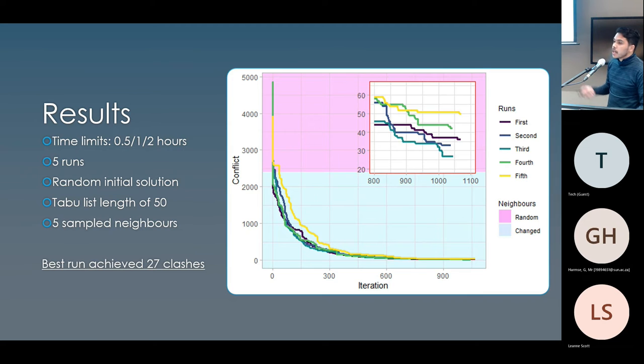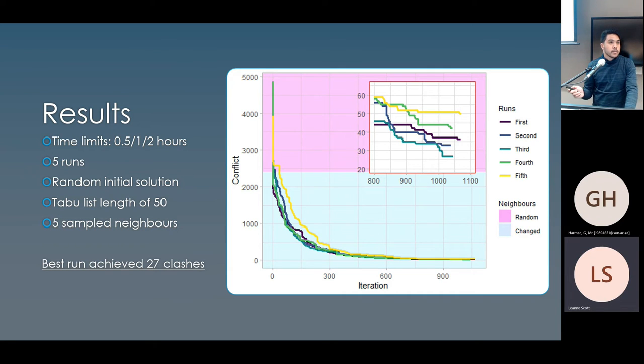And then I used a random initial solution. In practice, this would be maybe the previous year's or the previous semester's timetable, or even just using a maximal clique heuristic to get a base initial solution. And then I used a tabu list length of 50, and I sampled 5 neighbors, again just some idea of the values. It doesn't necessarily have to be optimal in this case.